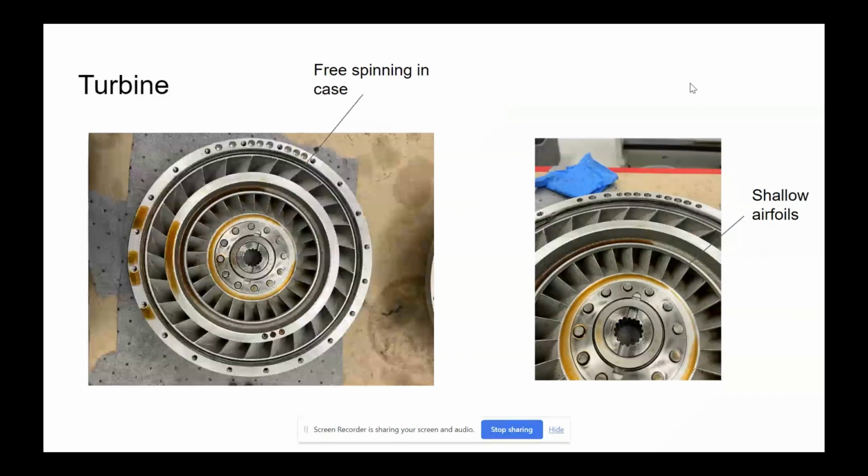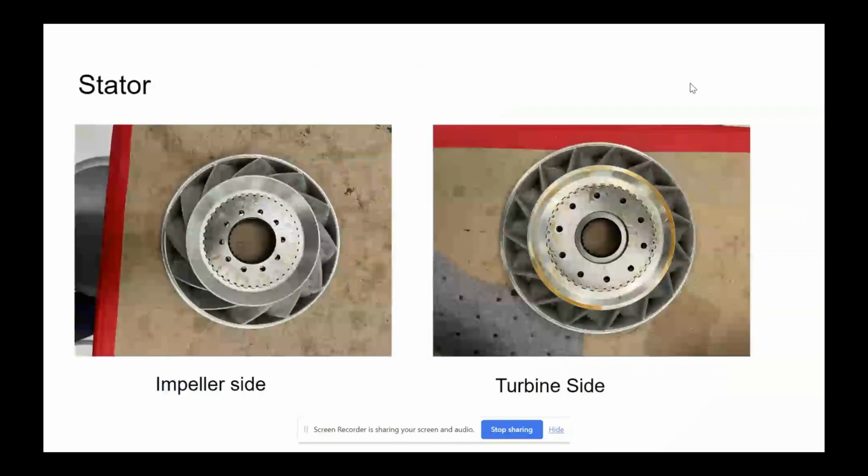In the turbine, the fluid is decelerated and redirected back towards the center of the torque converter. The shallow airfoils that can be seen here are used for that redirection and deceleration. In between the turbine and the impeller is the stator.